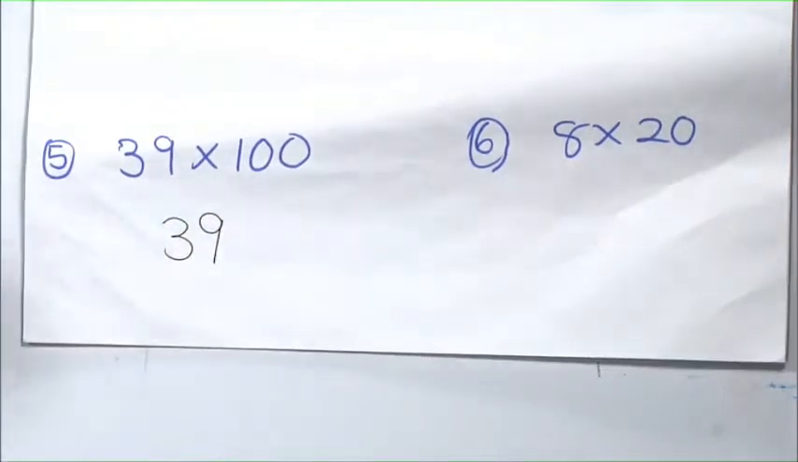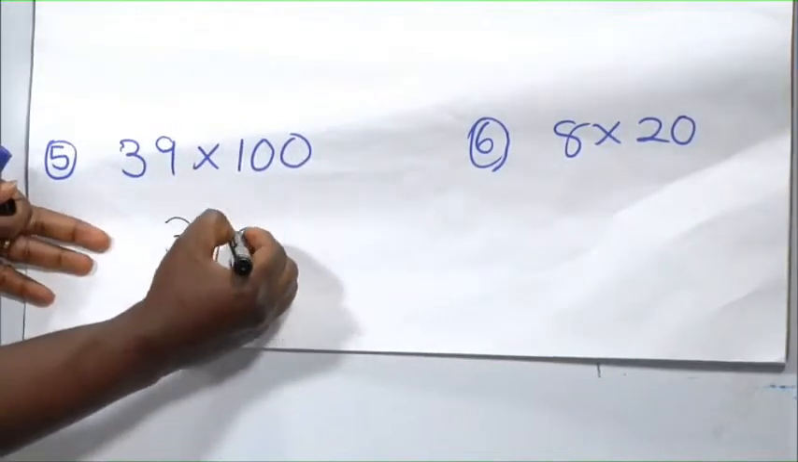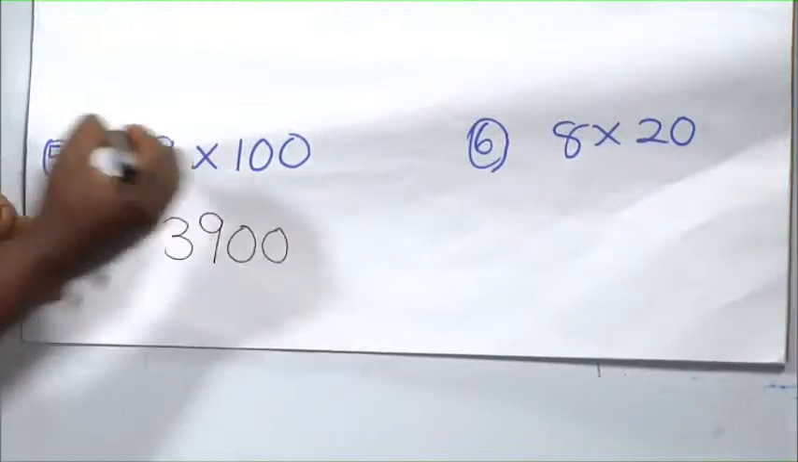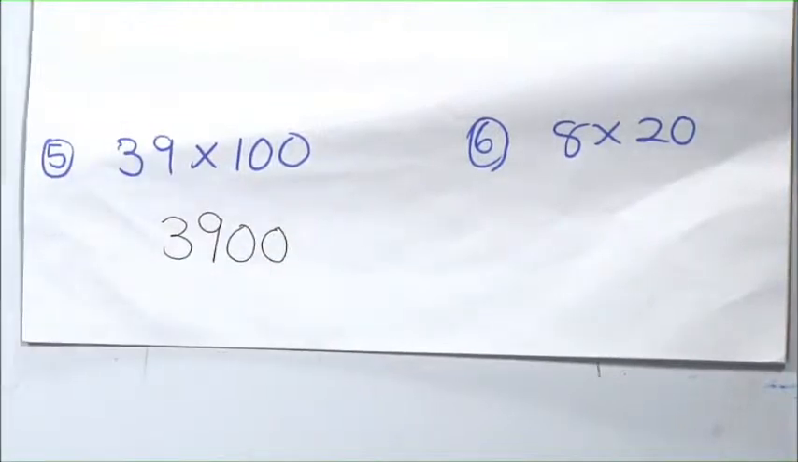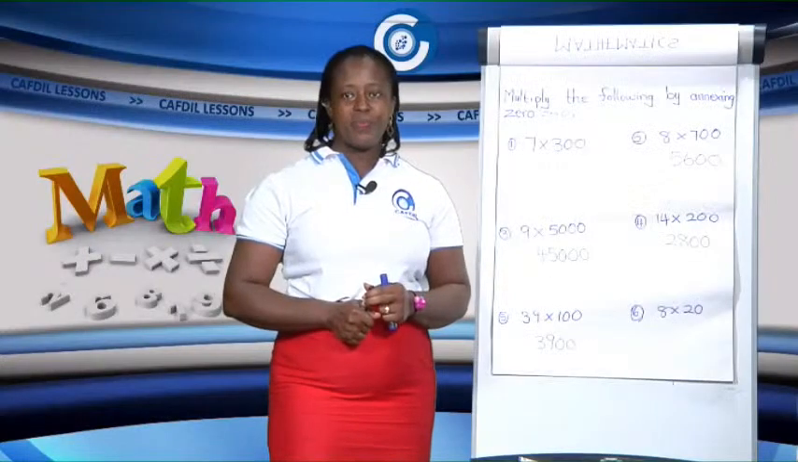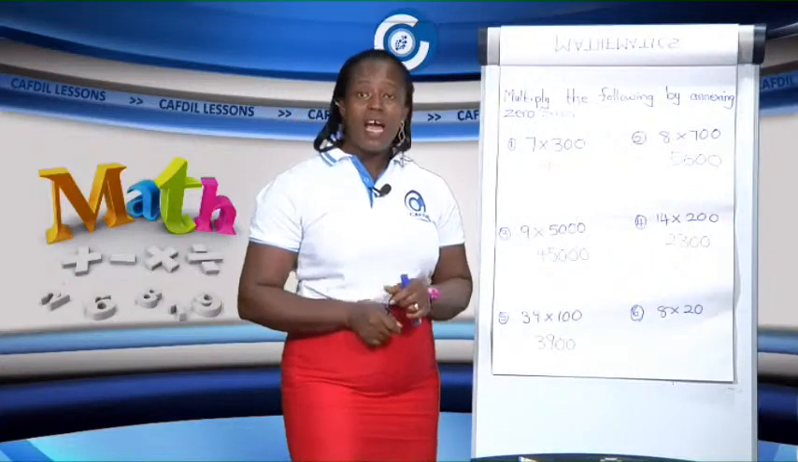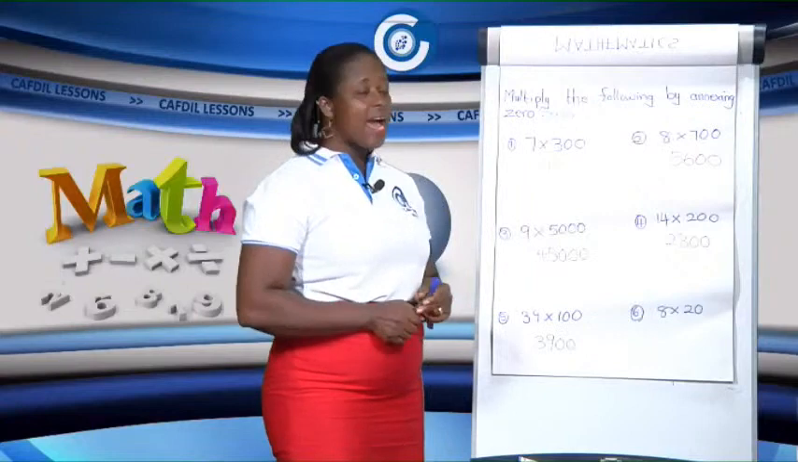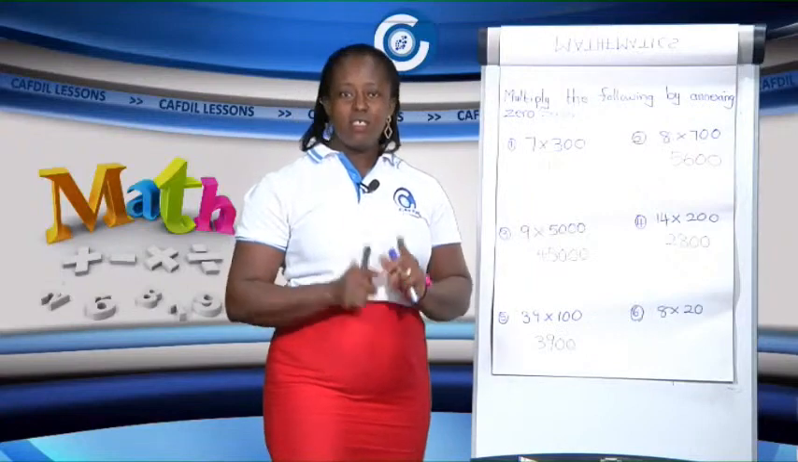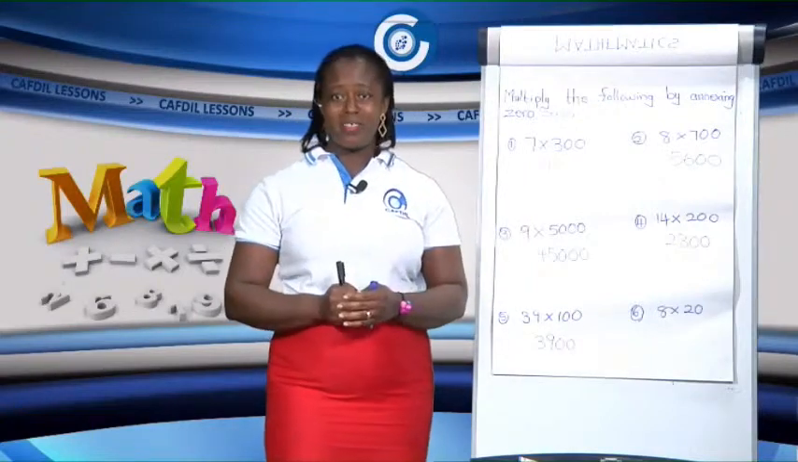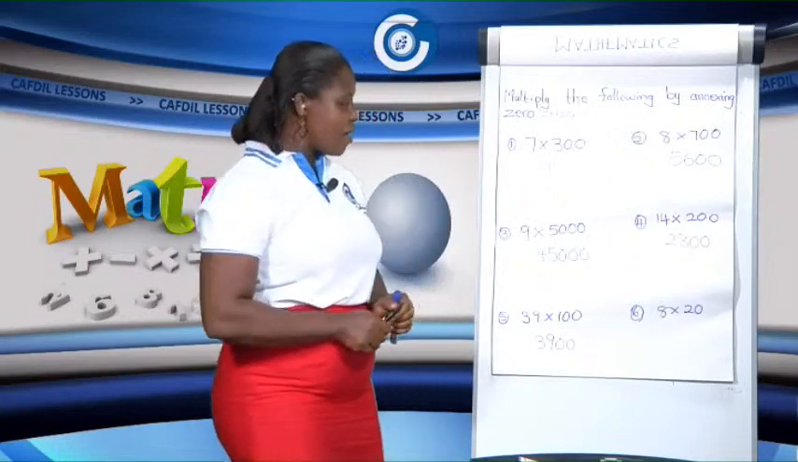How many zeros do we have here? Just 2. 1, 2. Let's bring it down. So 39 times 100 will give us 3,900. Multiplying numbers by annexing or adding 0 or zeros. Very good.